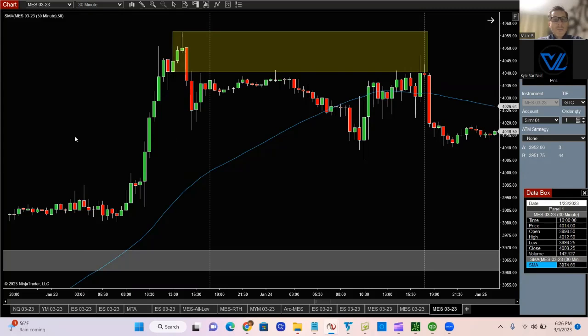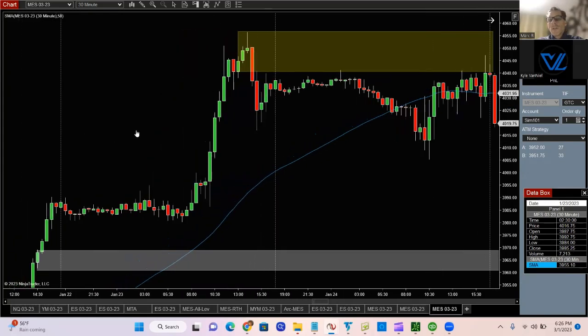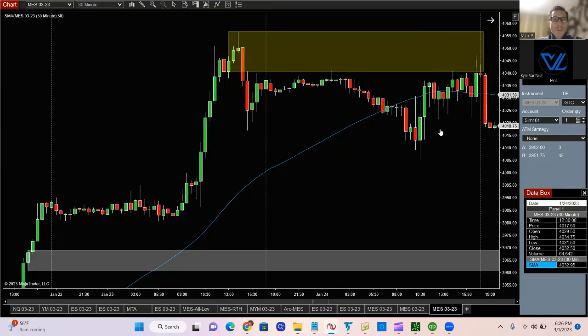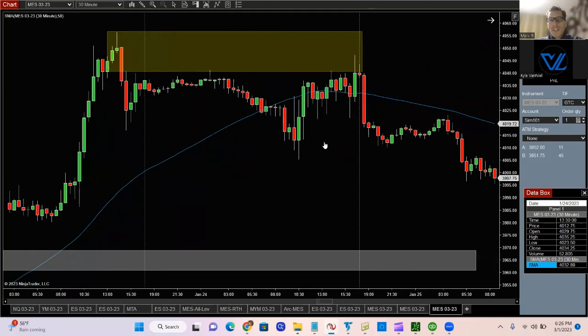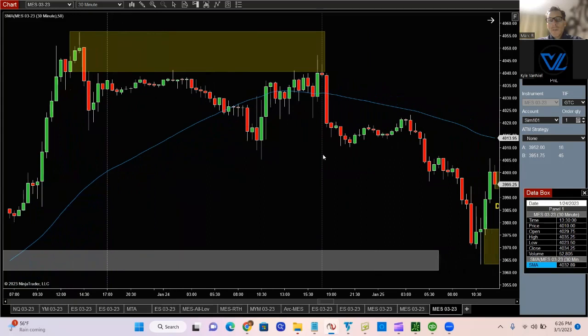Now, coincidentally, if you were here on this chart a day earlier and you marked this, you may have found a reason to be short in here. Price moves down, price moves down, price moves down, price moves down.